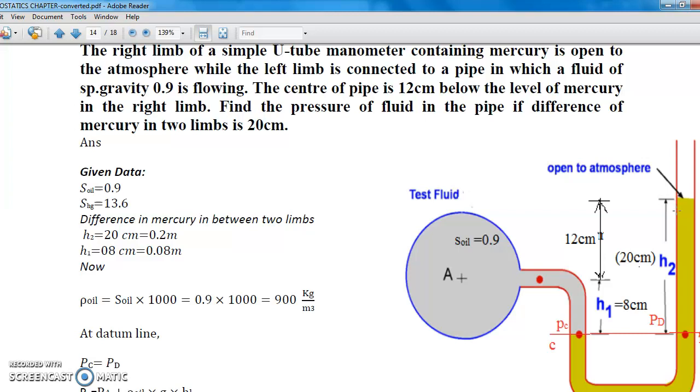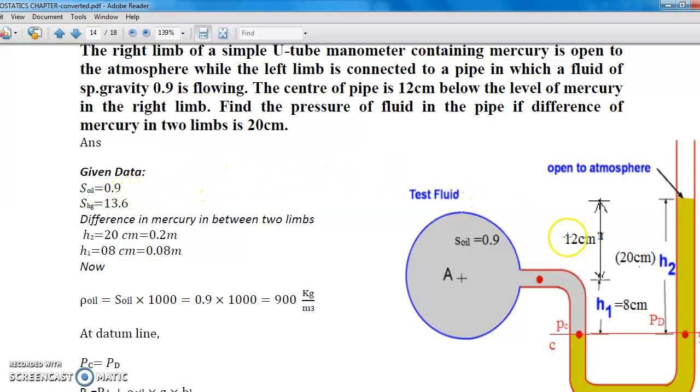Now you have completed the diagram. Now you will come to the different data given in the question. So first is the given data. First, the oil is flowing in a pipe whose specific gravity is 0.9. So S oil, that is the specific gravity of that oil, is 0.9.